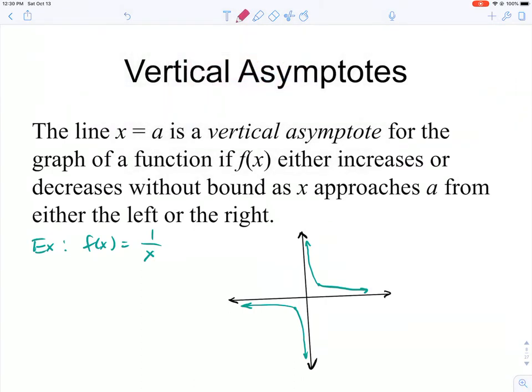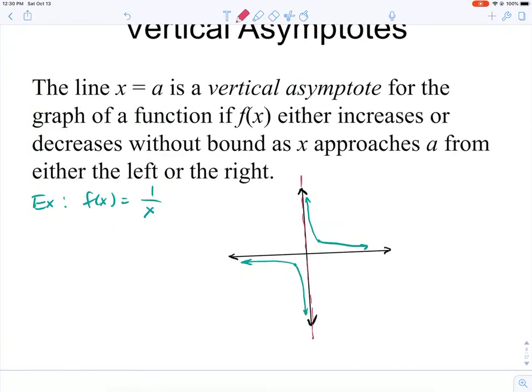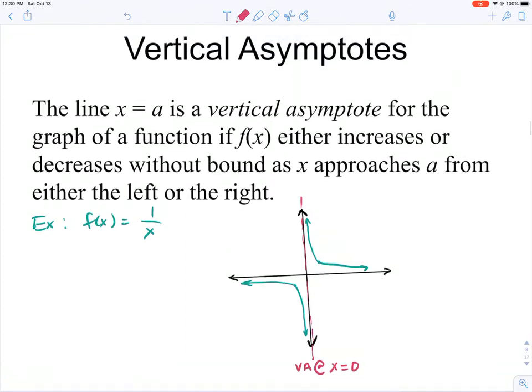Okay, and we did mention this, but there is a vertical asymptote. So back in chapter 1, we did mention the fact that there's a vertical asymptote at x equals 0. But we didn't really talk about what a vertical asymptote was. And I abbreviate vertical asymptote with VA. So there's a vertical asymptote at x equals 0. And that's because you guys know the domain for f is all real numbers except 0.